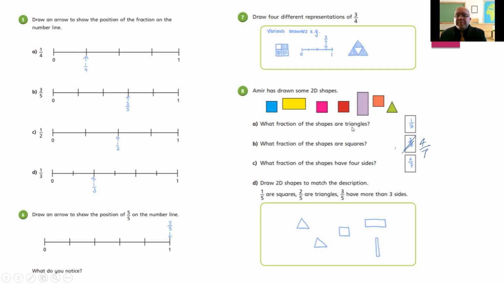And then finally, number 8, Amir has drawn some shapes. What fraction of the shapes are triangles? Well, first of all, we've got 1, 2, 3, 4, 5, 6, 7 shapes. So 7 is going to be our denominator. What fraction are triangles? Well, only one of them is a triangle. So 1 out of 7, 1/7.